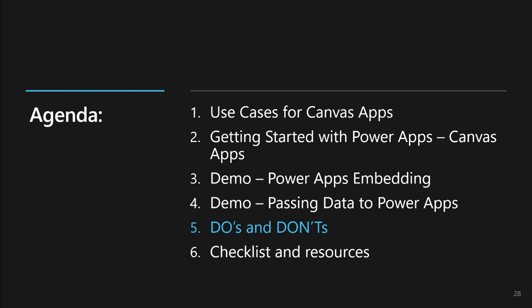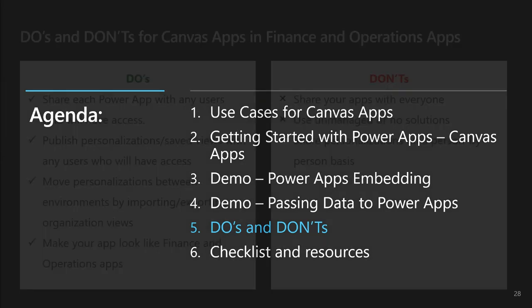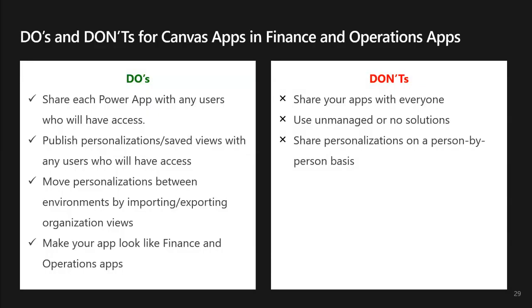All right, do's and don'ts. Let's review some of the things that we recommend you do and do not do with your Canvas apps with finance and operations. The first do is that you will need to share your Power App inside of Power Apps with the users that you want to have access. They will not have access to it by default. You will have to manually share it with the users that need access. We recommend that you are selective and share it with just the users that need it, and not give it to everyone in general. So that's on the Power App side.